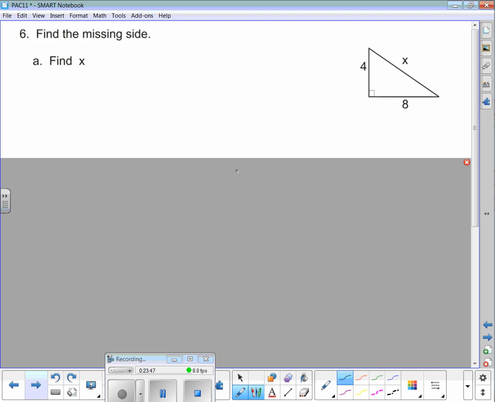I'm pausing. All right, I know some of you may not be done yet, but I got to speed up a little bit here because I want to get some things at the end. Hopefully the key is you made the x the hypotenuse, right? The c, it's got to be there. The 4 and the 8 are interchangeable.